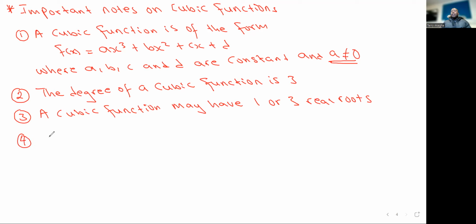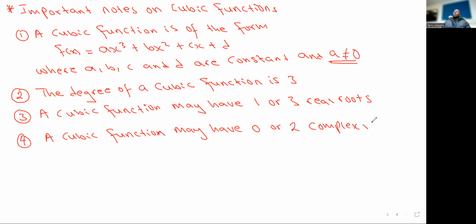Now, number 4 is that in terms of the complex roots, a cubic function may have 0 or 2 complex what? Roots. Okay? So you might have no complex roots or you can have 2, but it's not possible for you to have 3 complex roots because we said a cubic function must have at least 1 real root.